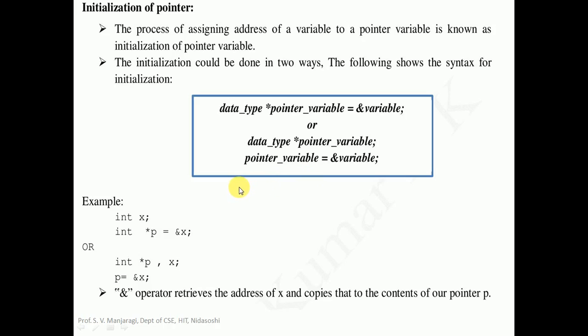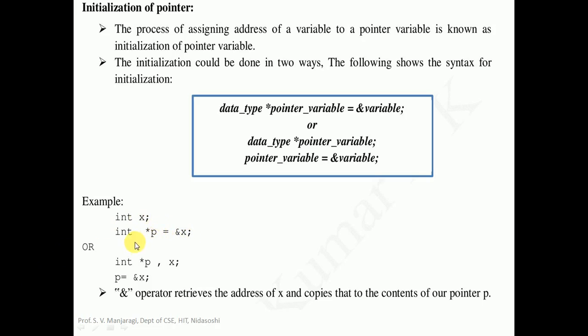Now let us look at one example. Here the first line is declaring an integer type variable called x, that is int x. In the second line you are declaring a pointer. The syntax is data type, which is int here, followed by star, that is asterisk, then the pointer variable name. In this example the pointer variable name is p, equal to ampersand of x, that is address of x. So x is the variable and the address of the variable x will be stored into the pointer p.